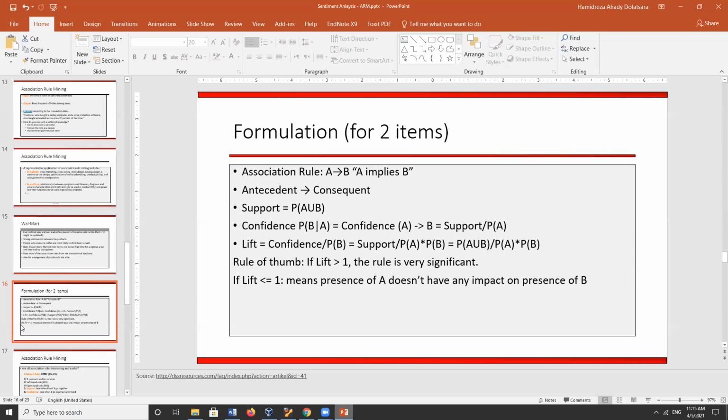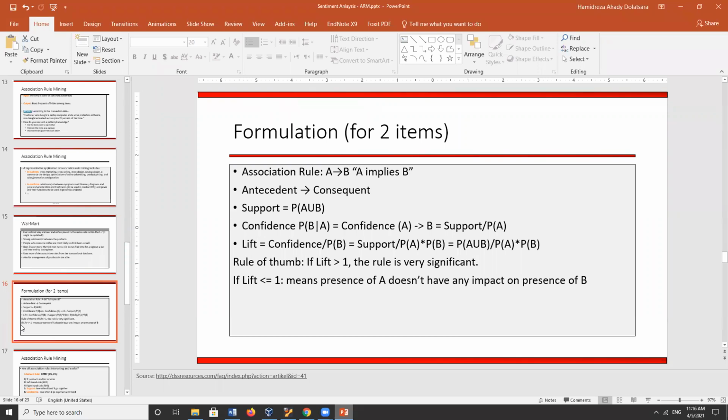Having said that, if lift is more than one, we can say that there is a significant association between A and B. If it is less than or equal to 1, it just means presence of A doesn't have any impact on presence of B.